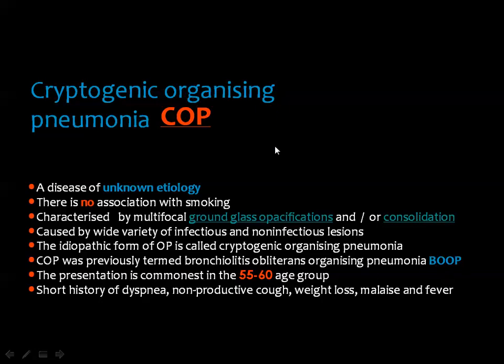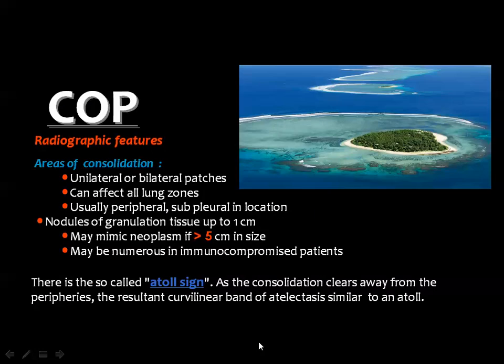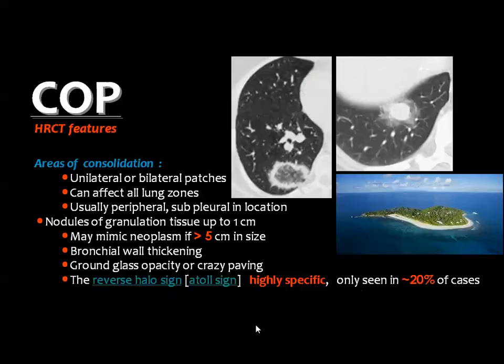This disease is known as organizing pneumonia, and if it is without any known cause, it is called cryptogenic organizing pneumonia. The presentation is by dyspnea, non-productive cough, weight loss, malaise, and fever. The appearance of cryptogenic organizing pneumonia is usually referred to as this very particular appearance, which is known as the atoll sign. And I will show you what I mean by this atoll sign.